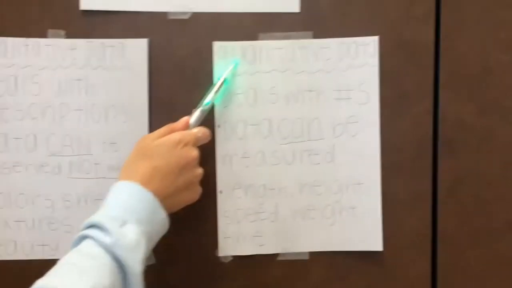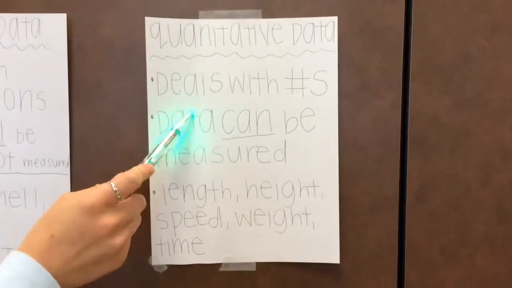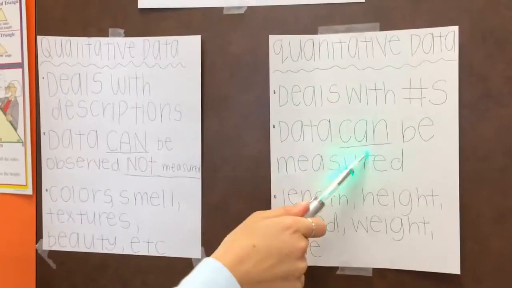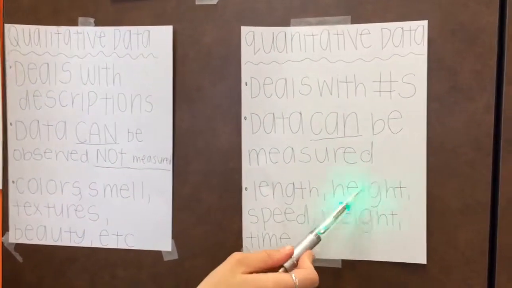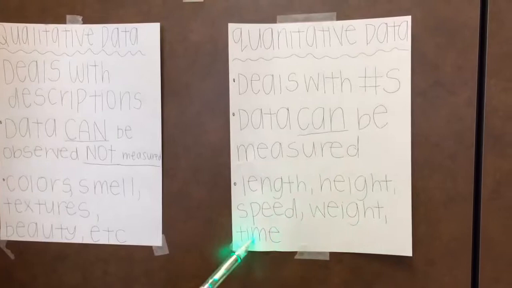And now quantitative data, on the other hand, deals with numbers, just like qualitative data deals with descriptions. The data can be measured, unlike qualitative data, and it is length, height, speed, weight, and time.